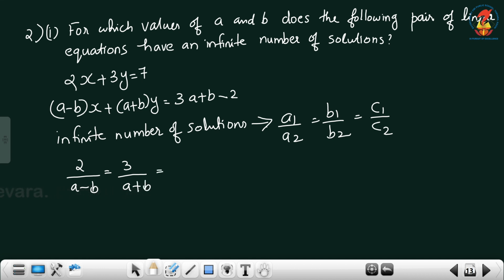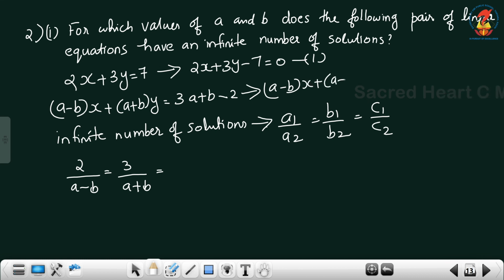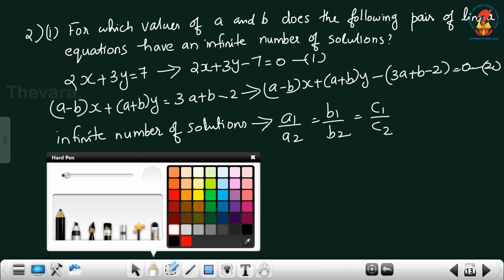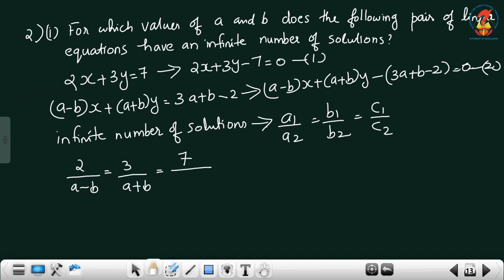What is C1 by C2? You can write it in the standard form, 2x plus 3y minus 7 equal to 0. This is equation number 1. Next, A minus B into x plus A plus B into y minus of 3A plus B minus 2 equal to 0. This is equation number 2. Okay, the same thing, negative 7 divided by negative of 3A plus B minus 2. You can cancel both the negatives, then you can write it as 7 divided by 3A plus B minus 2.